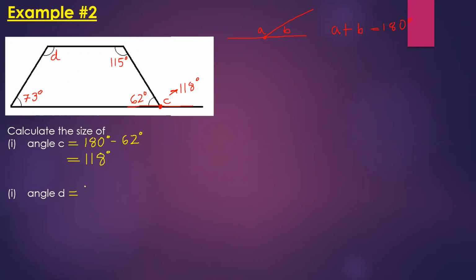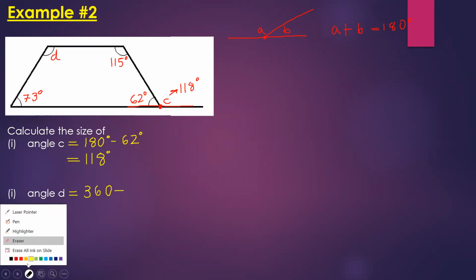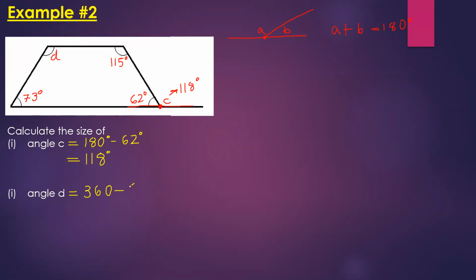So the answer is going to be 360 degrees minus the sum of all those 3 angles. The sum of those 3 angles is going to be 115 degrees plus 62 degrees plus 73 degrees.